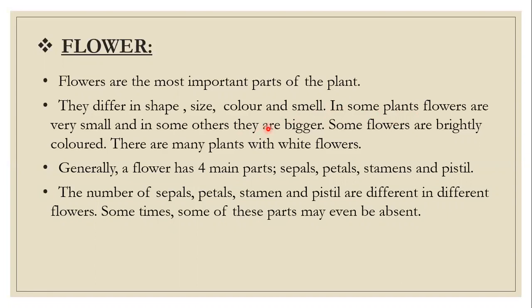Now, rose flower or shoe flower, that is hibiscus, are big flowers. Easily you can note them down. Some flowers are brightly colored, and some are white in color. Brightly colored like a rose. Now, various colors of rose are available. In the same way shoe flower: pink, white, red, varieties of colors are available now.